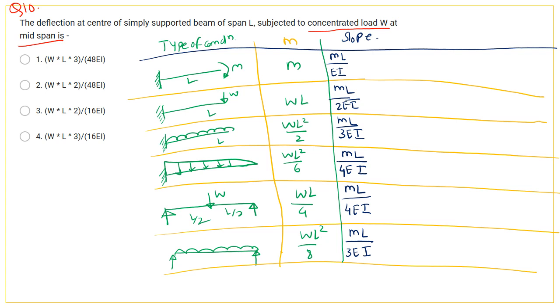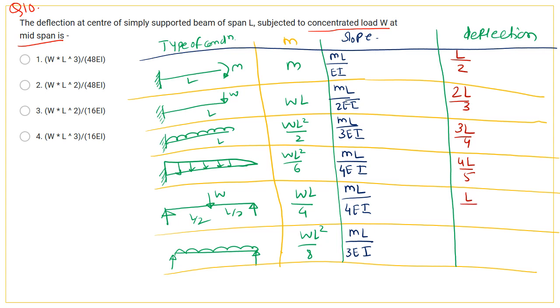So first we see the short forms or the short terms to derive the formula. Then for deflection, the terms are here L by 2, 2L by 3, 3L by 4, 4L by 5, then L by 3, 5L by 16. So these are the small values to derive the formula.